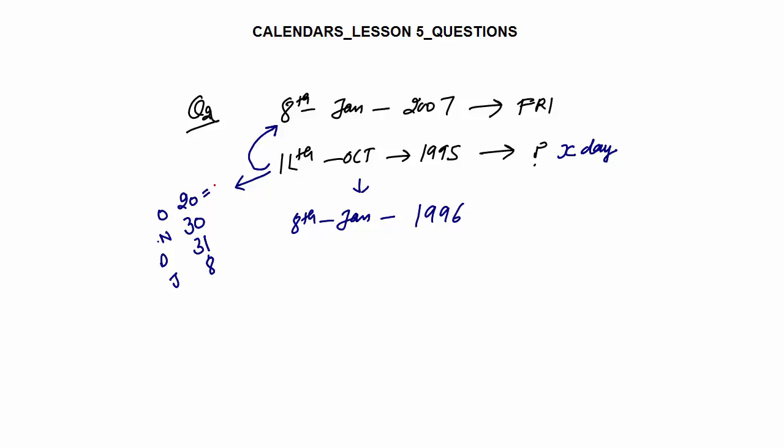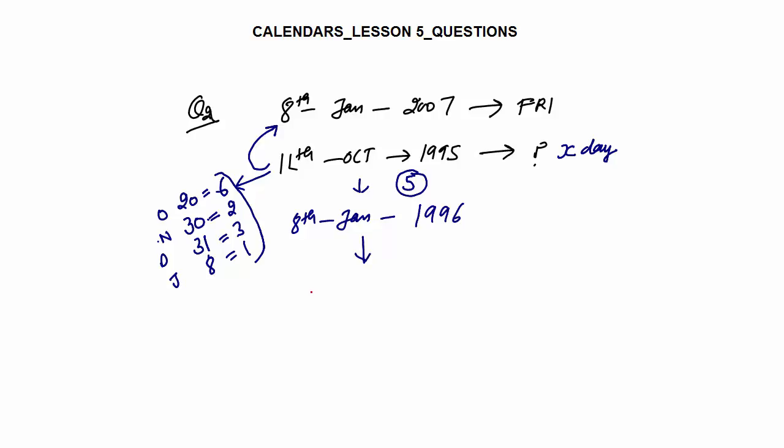Divide by 7. 7 twos are 14. This is 6 odd days. 30 divided by 7, the remainder is 2 odd days. This is 7 fours are 28, 3 odd days, and this is 1 odd day. Add this: 6 plus 2, 8, 8 plus 3, 11, and 1, 12. 12 divided by 7, 5 odd days. So finally I have 5 odd days from 8th of October 1995 to 8th of January 1996.